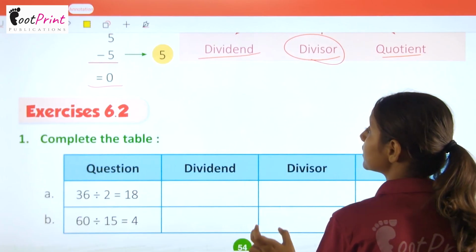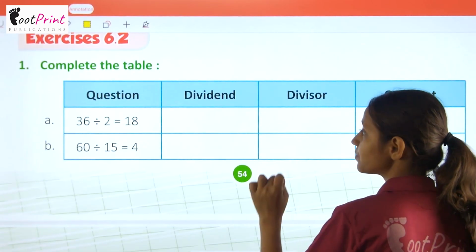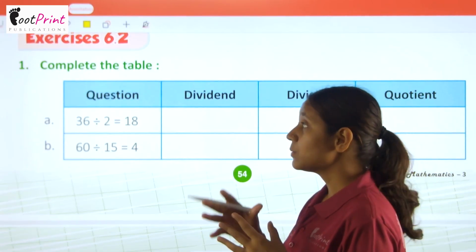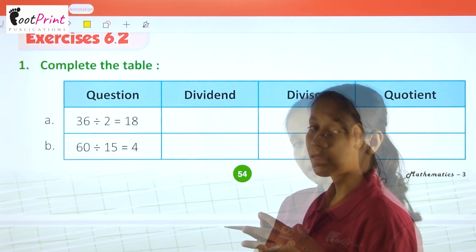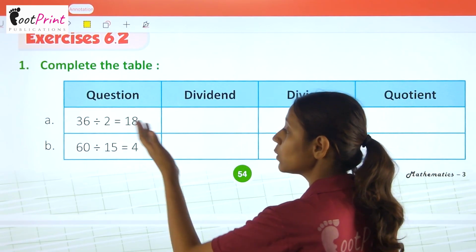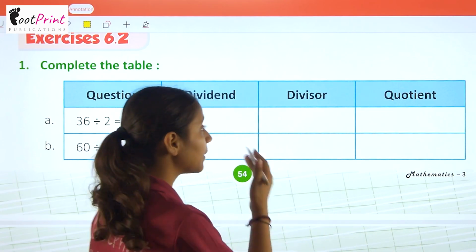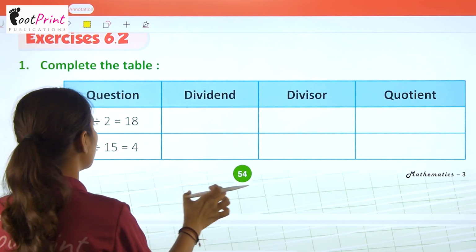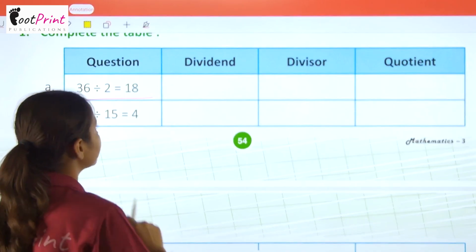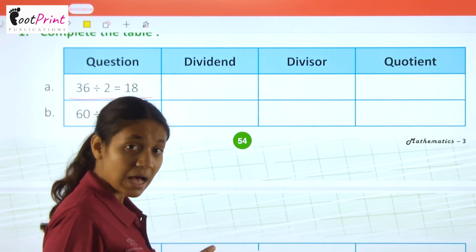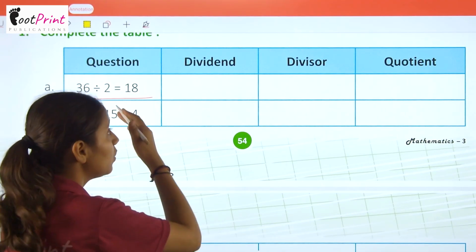Moving further to our exercise 6.2. So question number 1 is saying complete the table. So यहाँ पे हमें क्या equations दी है. अब इस equation को analyze and understand करने के बाद हमें यहाँ पे इसे fill up करना है. We can see here 36 divided by 2 is giving us answer as 18. Now fill in this table.